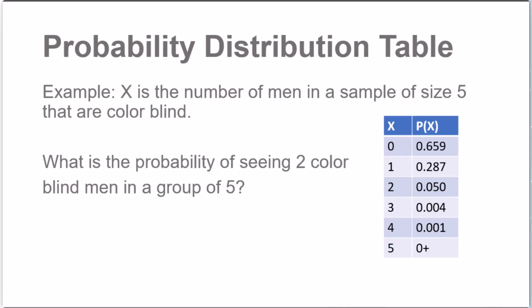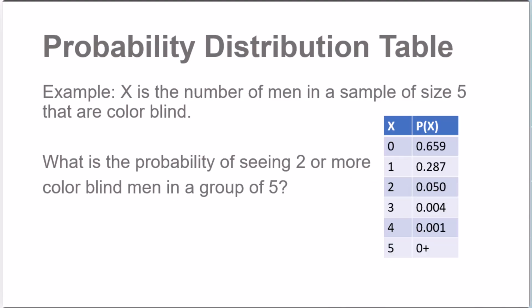So here's a sample question we might ask. What is the probability of seeing 2 colorblind men in a group of 5? This is something that I just read directly from the table. So this would mean x is 2. I look in the row with x value 2, and the probability value listed for that is 0.050. So the probability of seeing 2 colorblind men in a group of 5 is about 5% or 0.05.